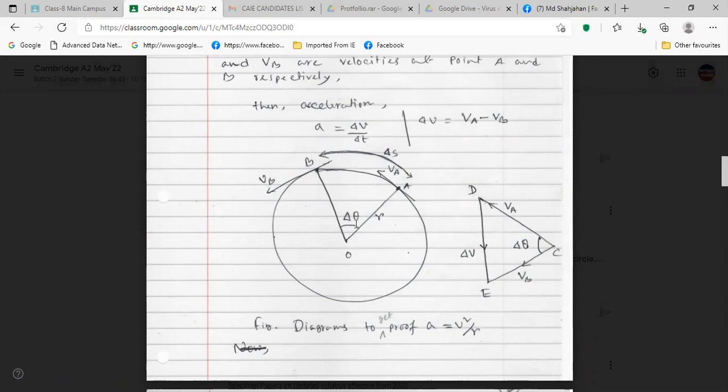Hello, hello. Yes, sir. Previously we got s divided by r equals theta. Now it is del s by r. That's why it is del theta. Okay, sir. Is it clear? Yes, sir.